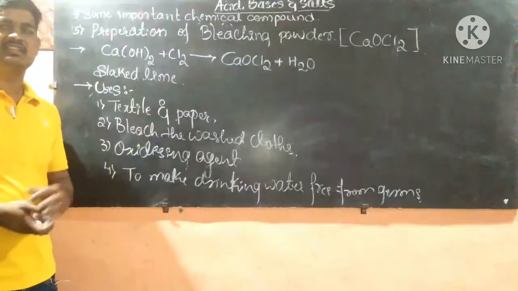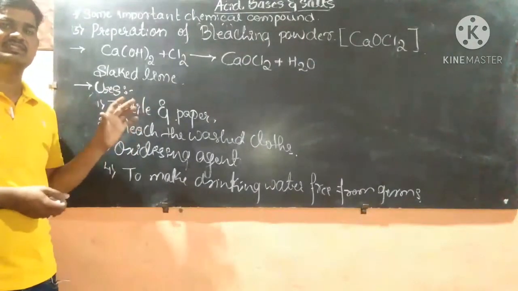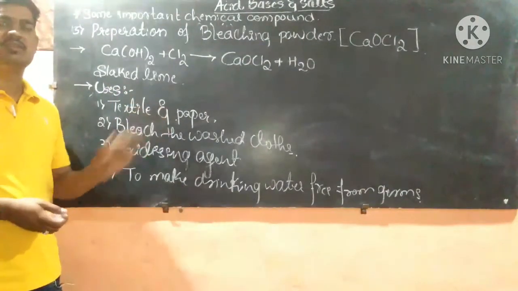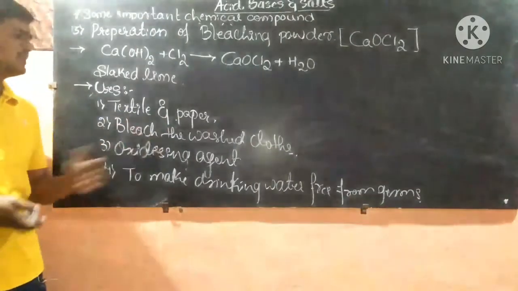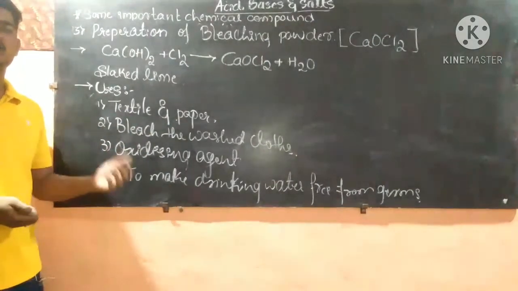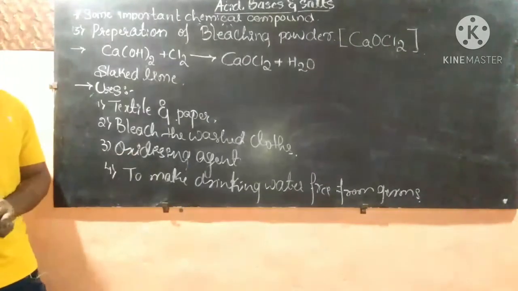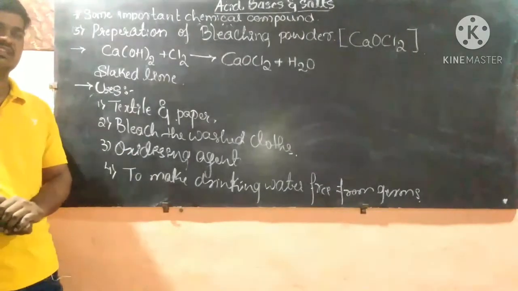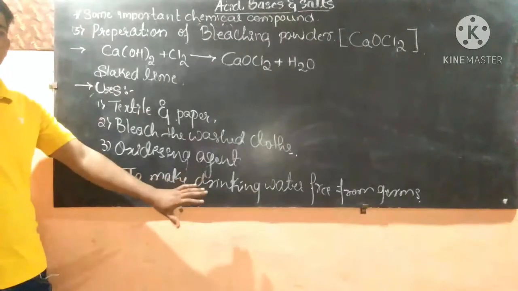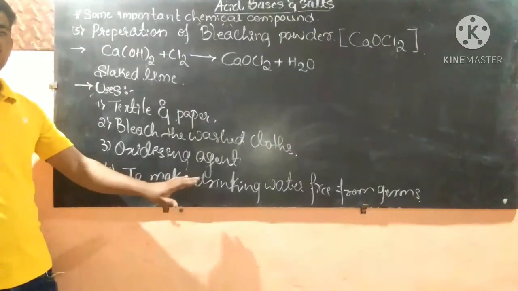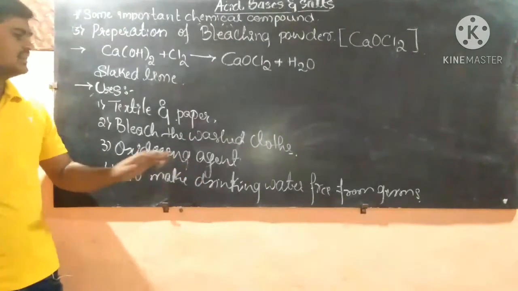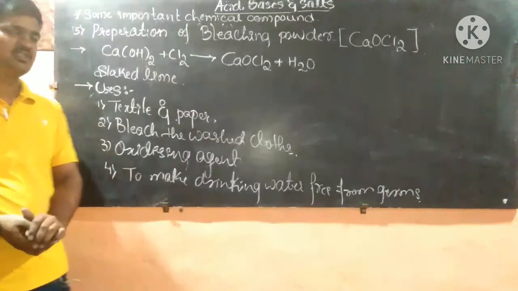The first one is that bleaching powder is used in the textile and paper industries, and it is also used to bleach the washed clothes, and it is used as an oxidizing agent, and bleaching powder is used to make the drinking water free from germs.